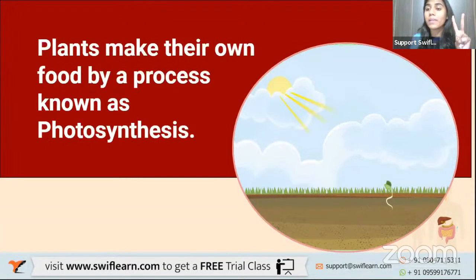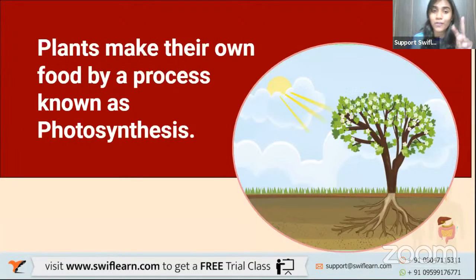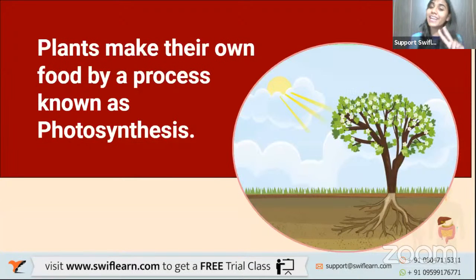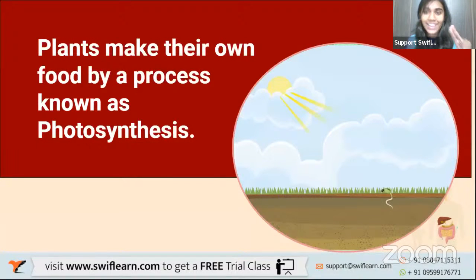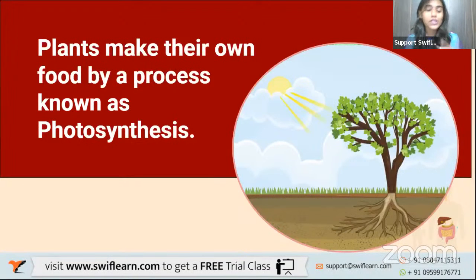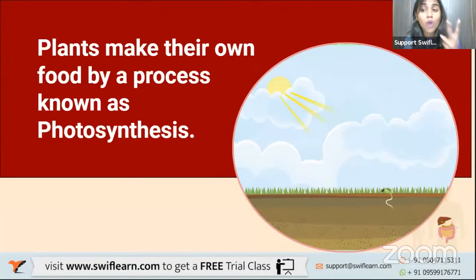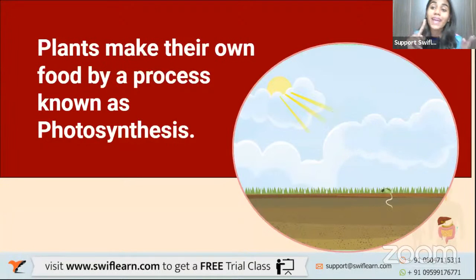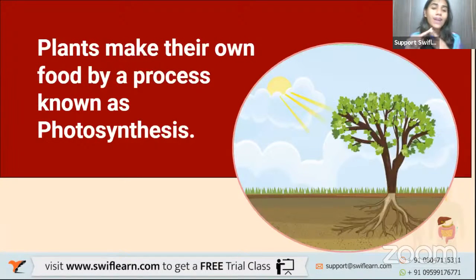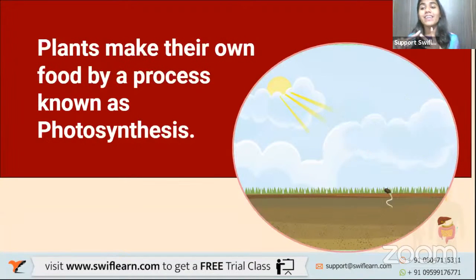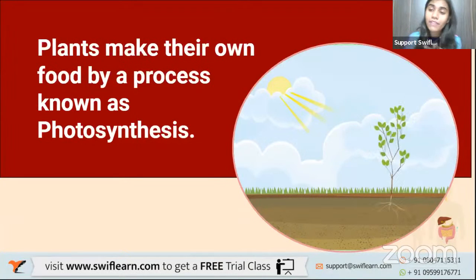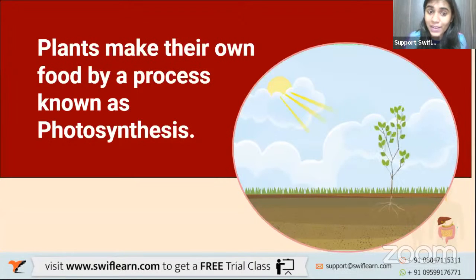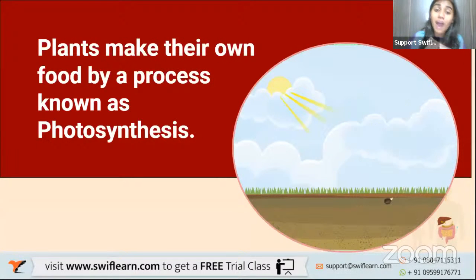The second raw material that a plant requires for photosynthesis is water. How do plants get water? They get it from their roots. Right, they get water from their roots. So we discussed two raw materials that the plant requires for photosynthesis, that is to make their own food. One is sunlight and the other is water. Now apart from this, they need one more thing, which is carbon dioxide. Okay, plants require carbon dioxide.